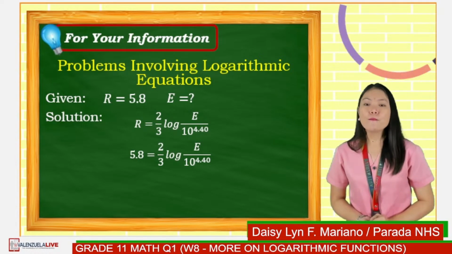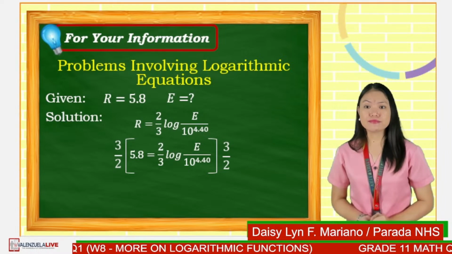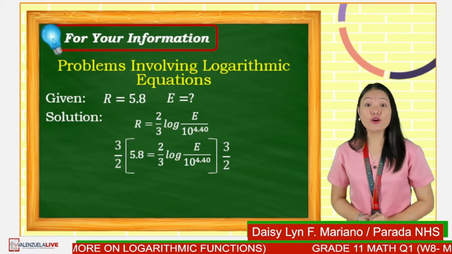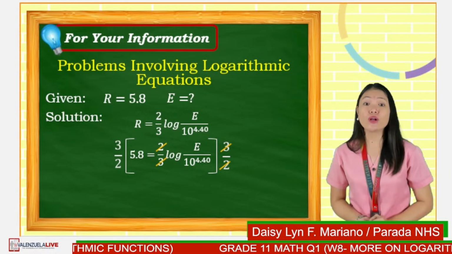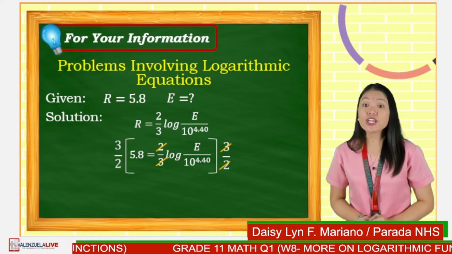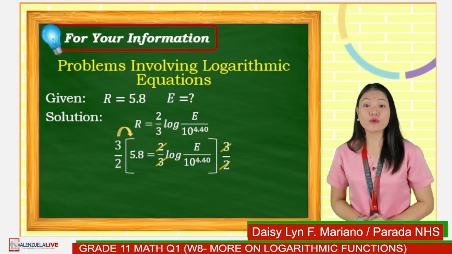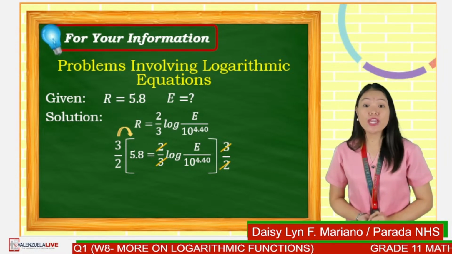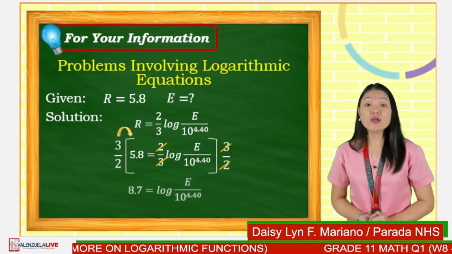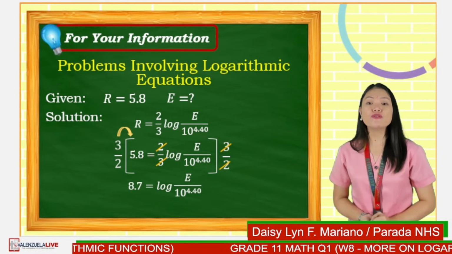Next, multiply both sides by 3 over 2. The product of 3 over 2 and 2 over 3 in the right side of the equation is equal to 1, while 3 over 2 and 5.8 in the left side of the equation gives 8.7 as product. So we have 8.7 is equal to logarithm of E over 10 raised to 4.40.